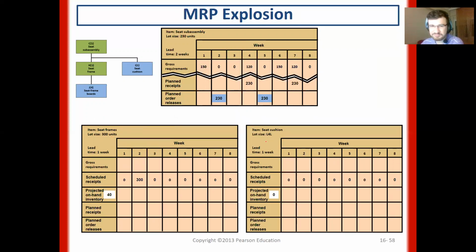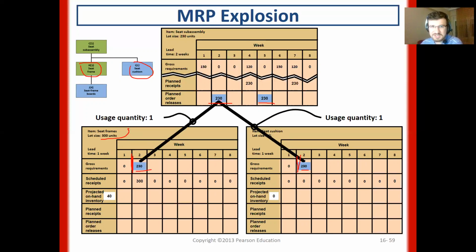And for the seat frames, we use an FOQ policy with an amount of 300 units, and the lead time is 1 week. And the seat cushion is purchased according to our contracts with our supplier. The supplier said that they are fine with any amount. That's why we apply a lot-for-lot policy, so that we can also minimize inventory cost.